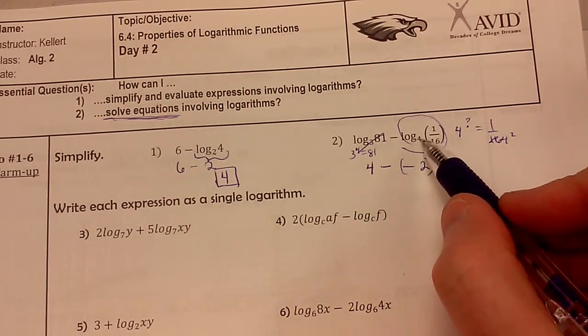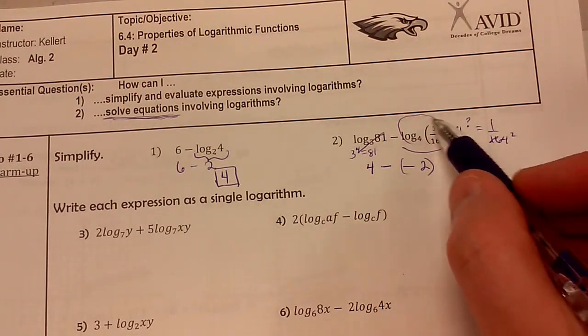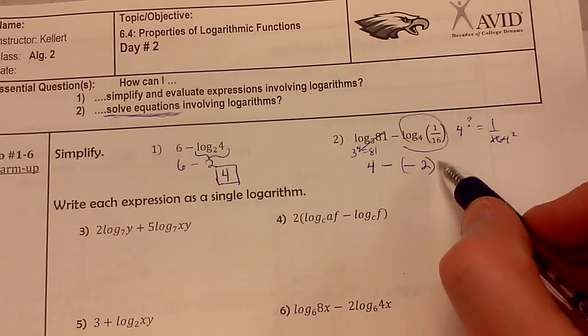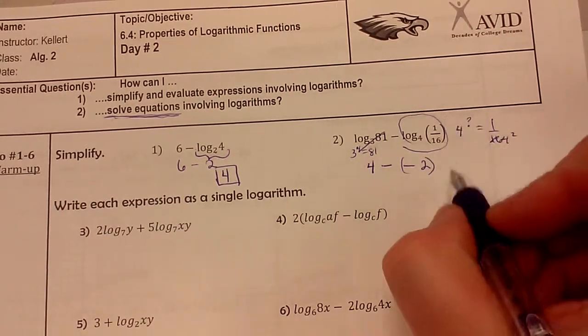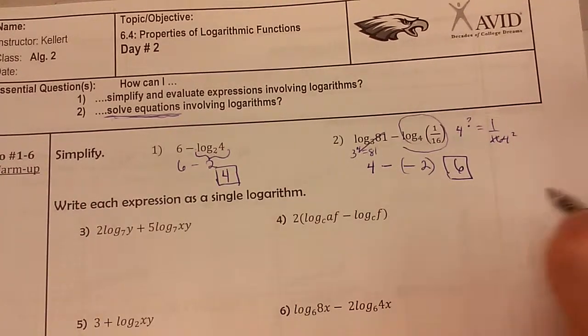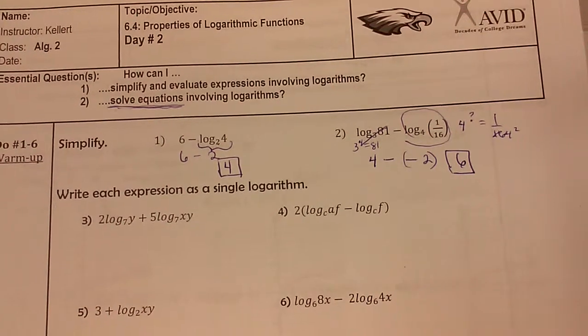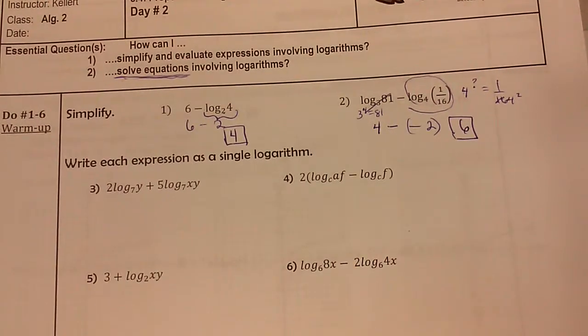Right? 'Cause remember the question. 4 to the negative 2 power equals 1/16. So this logarithm is equal to negative 2. So 4 minus a negative 2 is a positive 6. All right. First 2, those are tricky on purpose, but hopefully they make sense now that you've seen them.